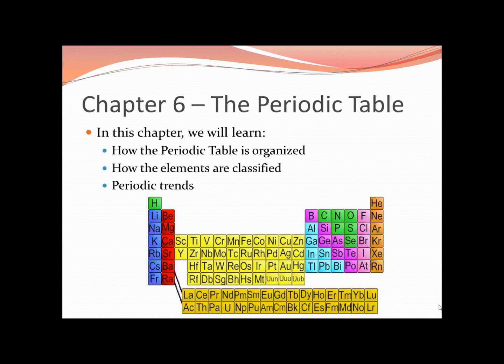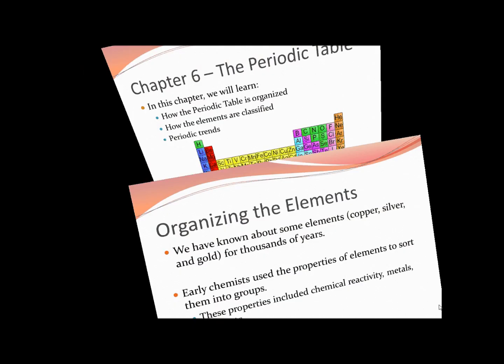In Chapter 6 for Chemistry 1, we're going to learn about the periodic table, how it's organized, why we classify elements certain ways, and the periodic trends based on how they're organized.